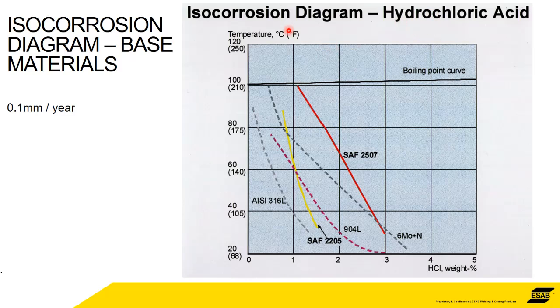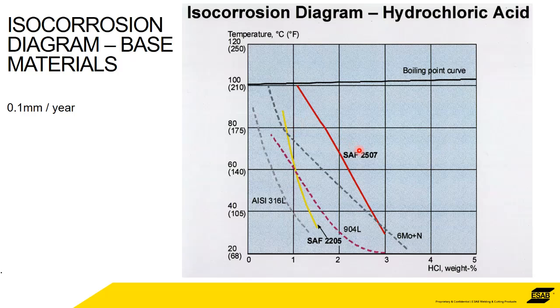So this is specifically for hydrochloric acid. Along the x-axis, we've got the percentage strength, if you like, the weight of the hydrochloric acid. And up the y-axis, we've got temperature. So this is for a rate of 0.1 millimeters per year. So something like a 316 at 1% hydrochloric at 40 degrees. That's the point where, so at 40 degrees at 1%, it will corrode at 0.1 millimeters per year.